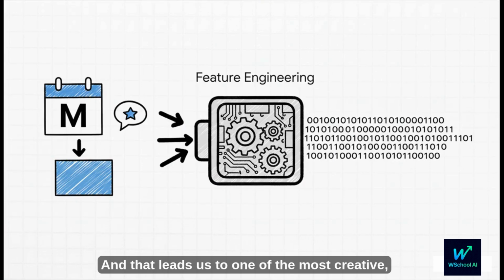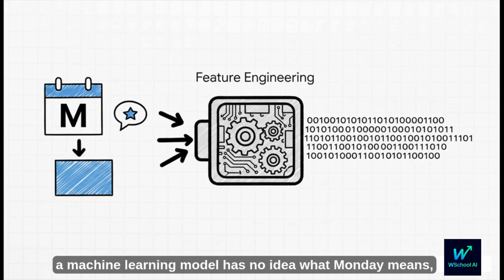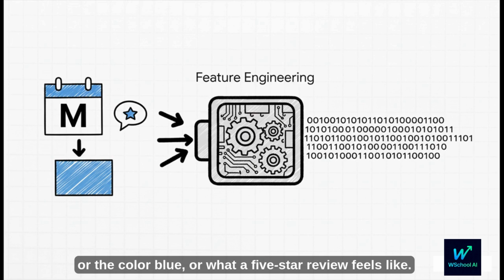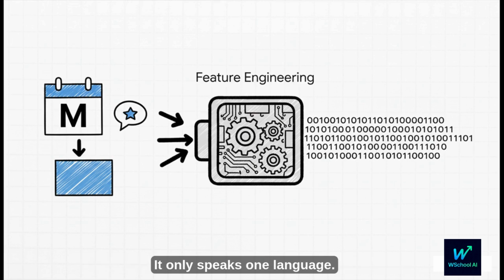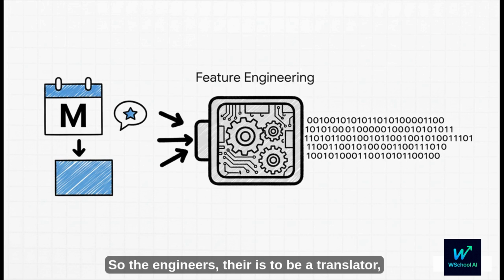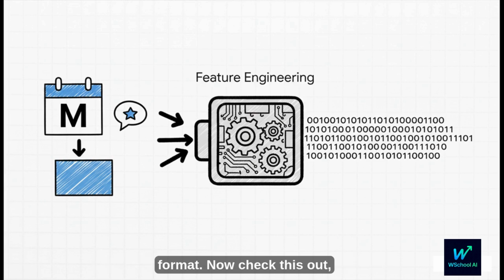And that leads us to one of the most creative, kind of artistic parts of this whole process, what we call feature engineering. See, a machine learning model has no idea what Monday means, or the color blue, or what a 5-star review feels like. It only speaks one language, and that language is numbers. So the engineer's job is to be a translator, turning these real-world ideas into a numerical format.